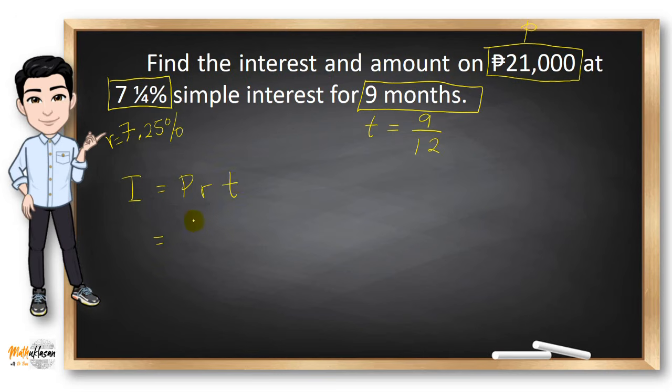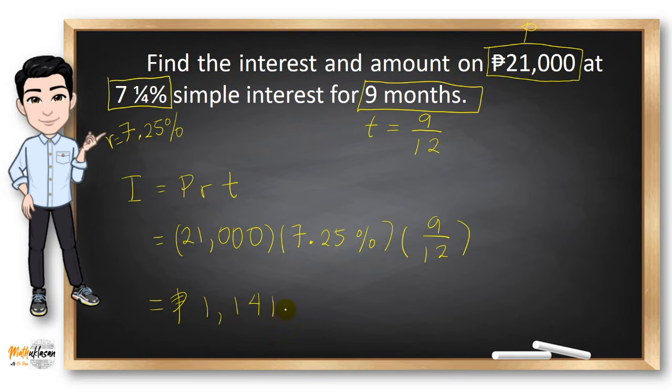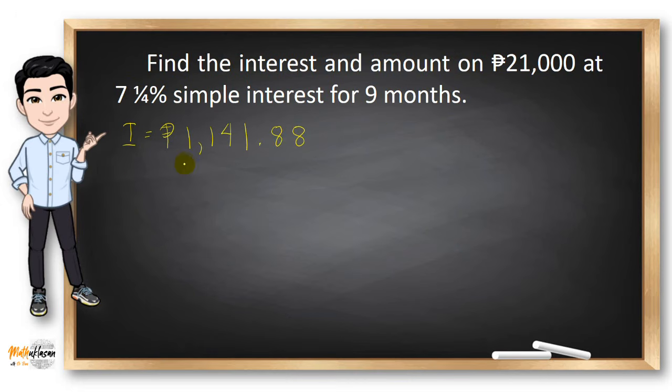So since the principal is 21,000 pesos, I just need to multiply it to 7 1/4 or 7.25% times 9/12. And using your calculator, the value that you will get is 1,141.88 pesos. Now, even though we got the interest, which is 1,141 pesos, we are not yet done because we still need to get the final amount.